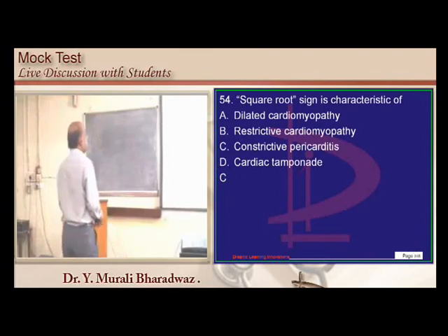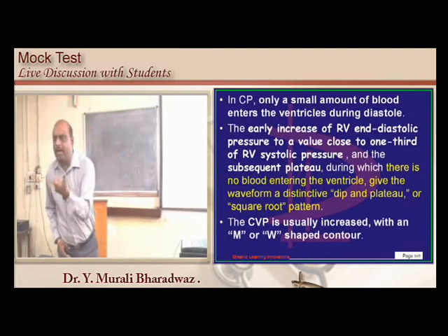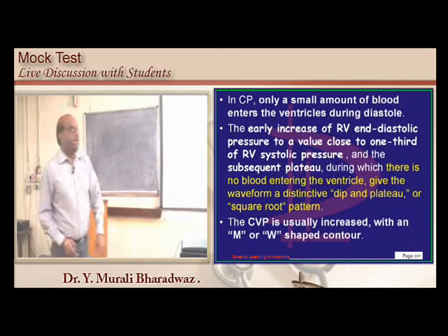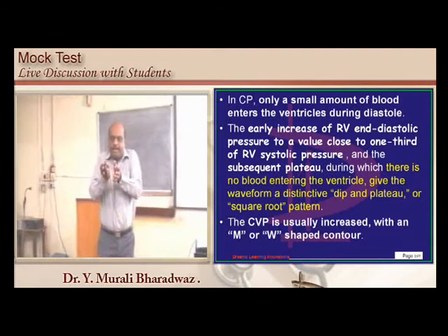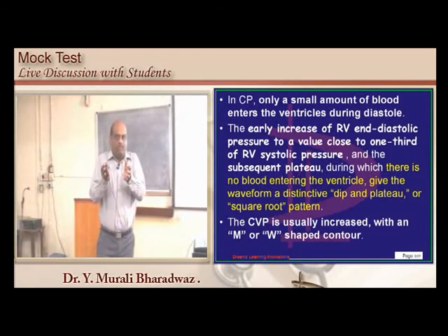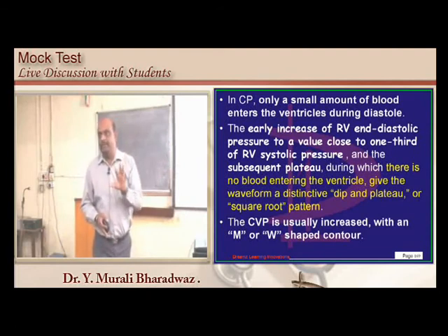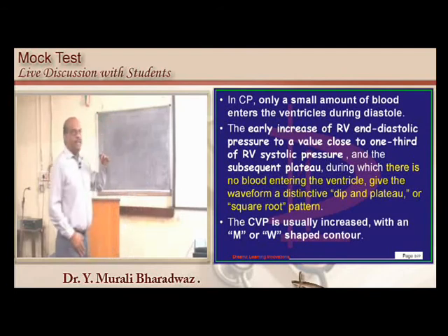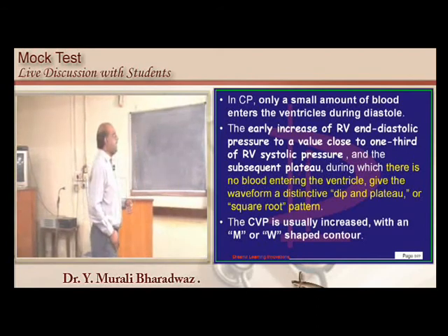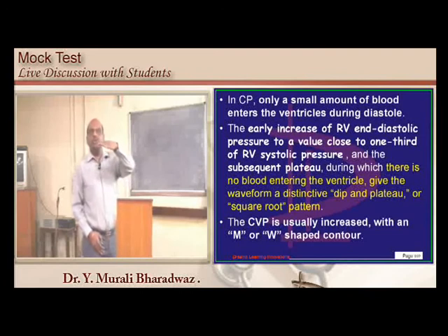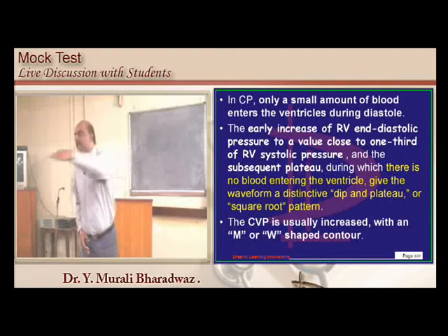That's what typically happens. Whenever there is a constrictive pericarditis, there is a thick constricting pericardium around the heart. So only a small amount of the blood can enter into the ventricles, because a little expansion of ventricles, if it occurs, further expansion is restricted by that constricting pericardium. Only little expansion can occur. So in the early part there is an increase in right ventricular end diastolic pressure, to almost 1/3 of the RV systolic pressure. Following that there is a plateau.